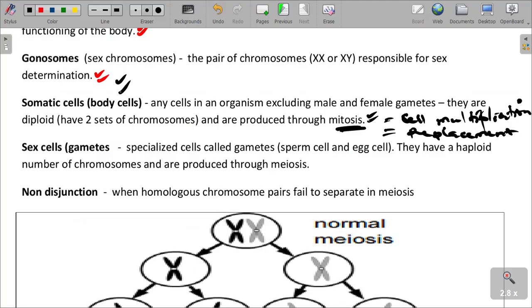We are looking at these as any cells other than the sex cells, which are either male or female gametes. Those are called somatic cells or body cells. And then we have sex cells. Sex cells are the specialized cells called gametes, the sperm cell and the egg cell. They have a haploid number of chromosomes. They are produced through meiosis.